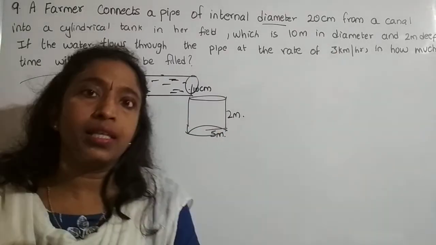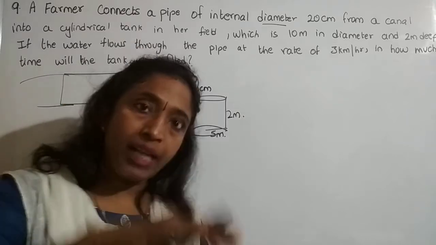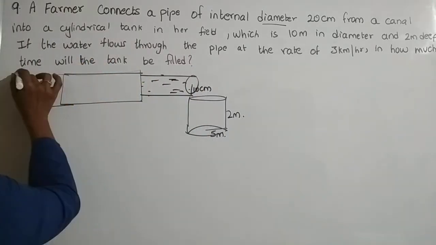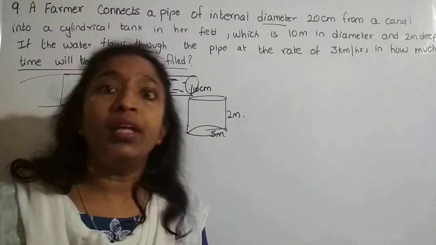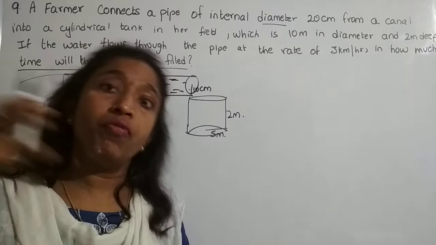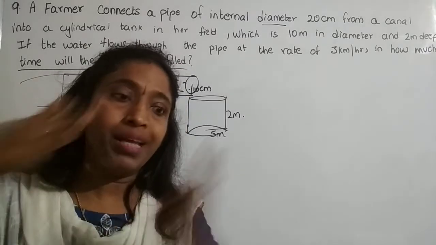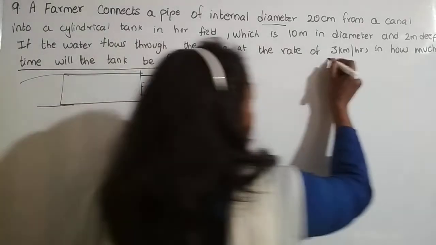So here the basic idea is that water is flowing through a cylindrical pipe, and that water is being collected in the cylinder. They are asking us how much time the tank will take to be filled, the time taken by the cylinder to be filled. So water is flowing from where? From the pipe. So how much water will flow from the pipe, that much the tank will be filled. So let's find out and interpret what is given.